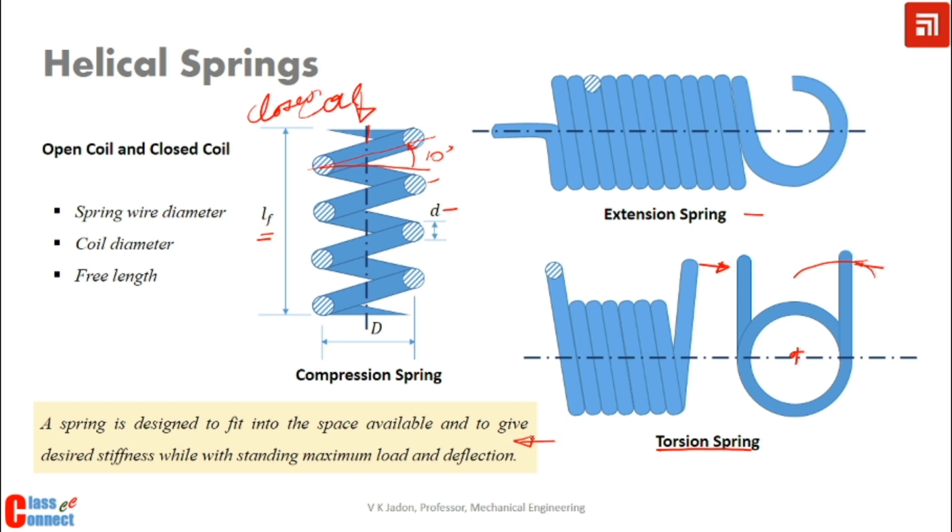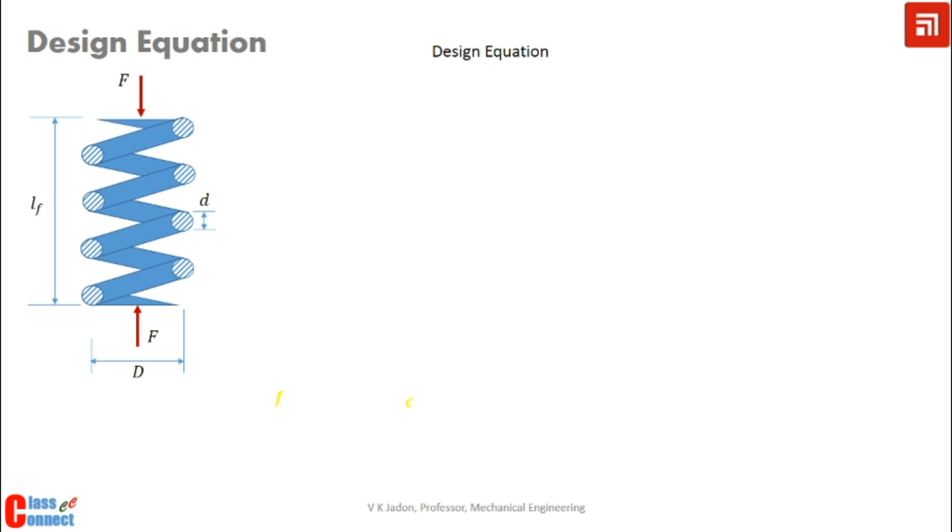We want the spring to fit into the space available, because sometimes we have to work with the spring in a very restricted space, and we have to allow for the deflection of the spring, and that is why we keep the stiffness in the allowable limits. So let us write the design equation of the spring, as we have discussed about the design equations in our initial two modules of this course.